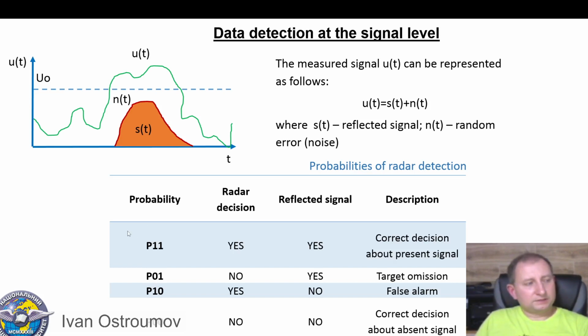Okay, and in the same case, let's consider the last probability, P00. It means that we don't have a correct signal in the input and the radar correctly detects that the signal was absent. It means this probability is the probability of correct decision about absence of signal.